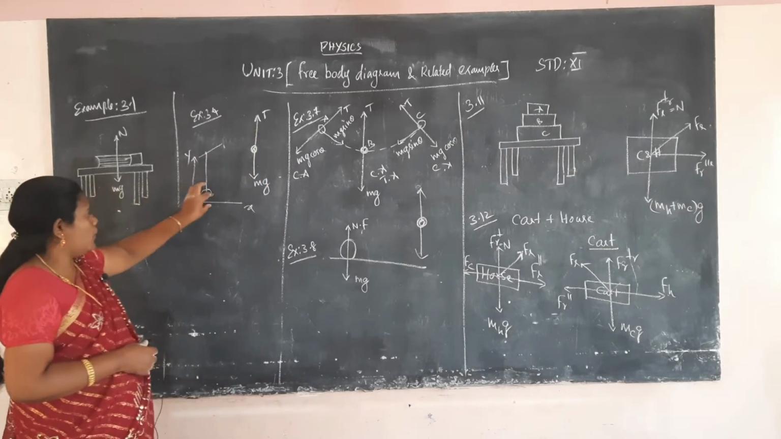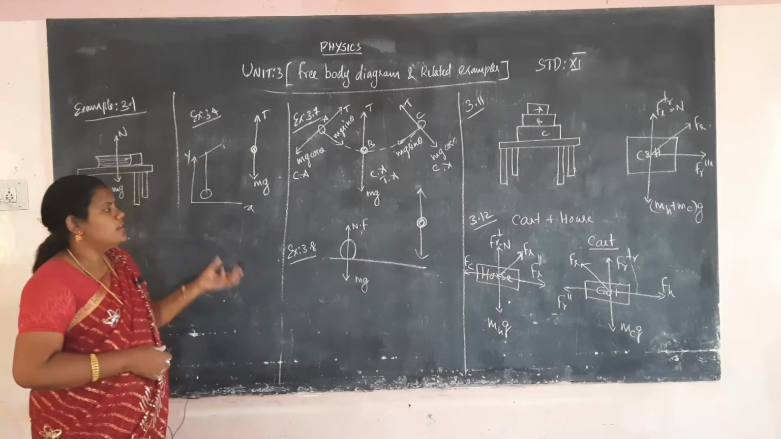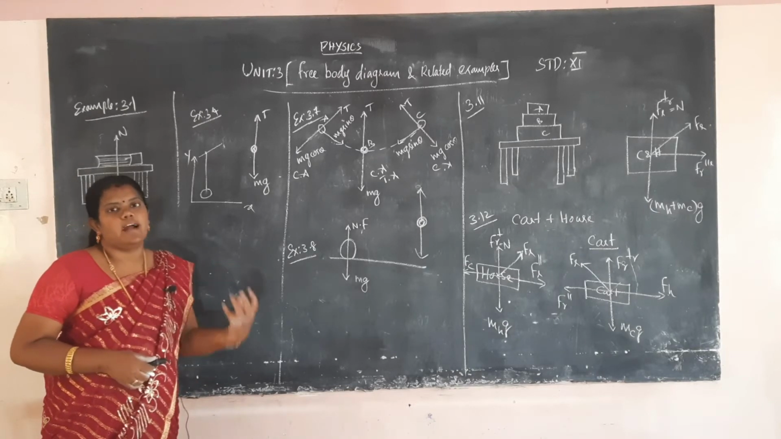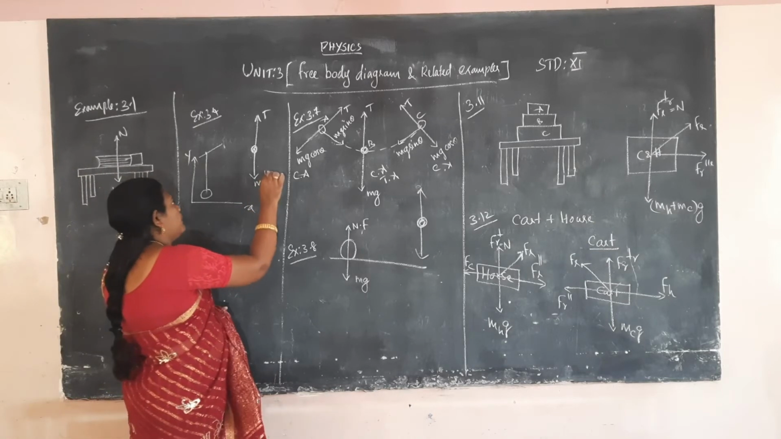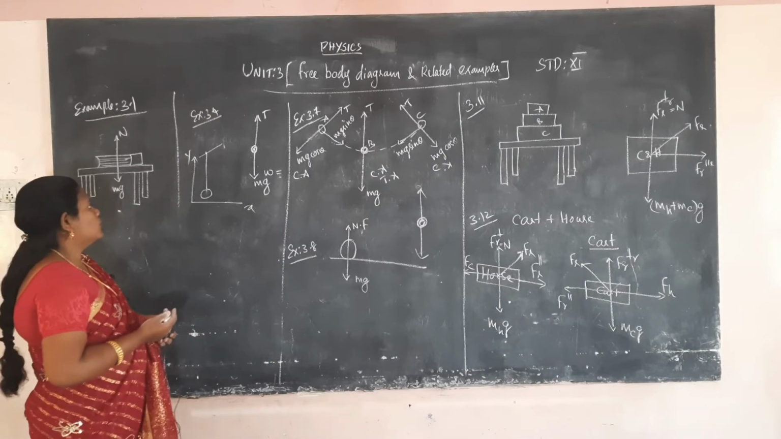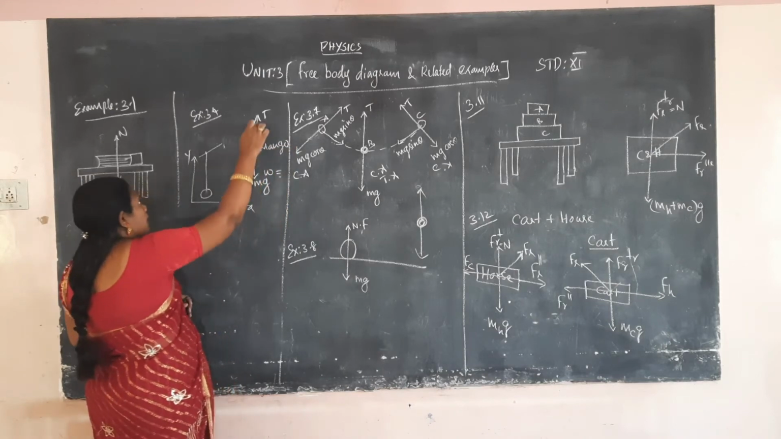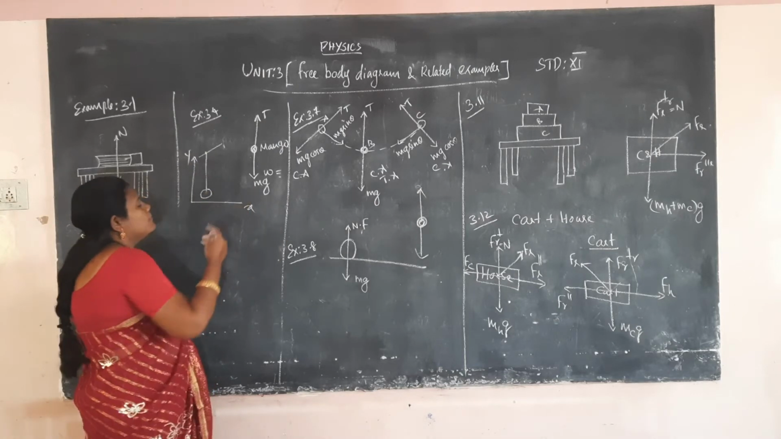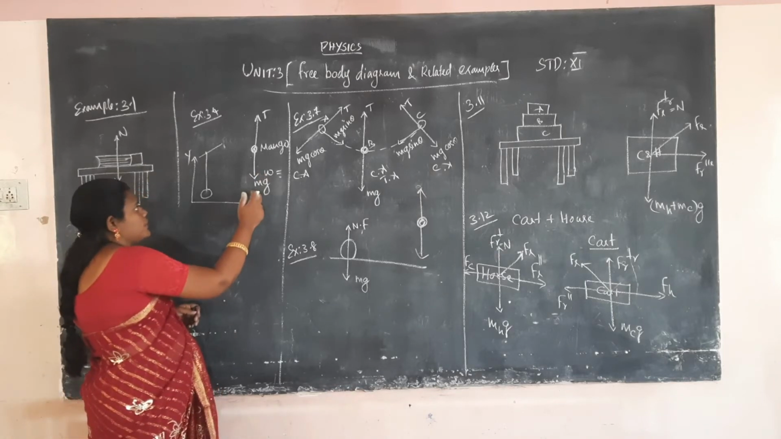The mango applies a force on the cord, and that force is called tension. The mango's weight acts downwards, which is the gravitational force: weight W is equal to m into g. So the mango applies tension as an upward force on the cord, and the gravitational force, weight W equal to m into g, acts downwards.